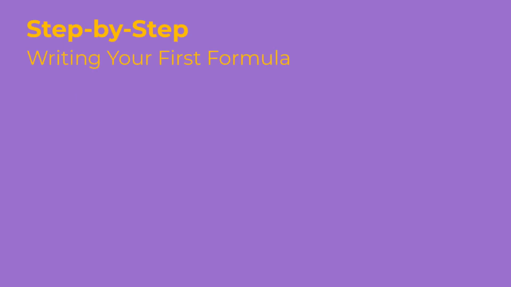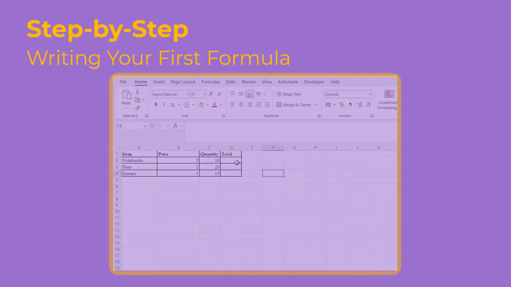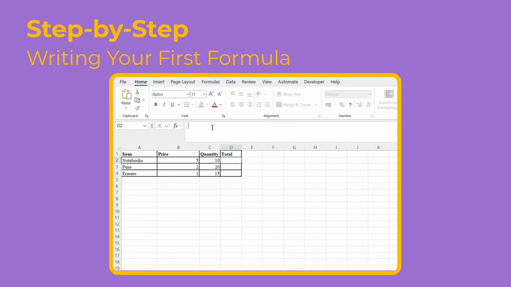Let's calculate total expenses. Firstly, you need a data set. Write a formula. In the total column D2, type equal sign B2 multiply C2 to calculate the total cost. Then copy the formula. Drag the fill handle down to apply the formula to other rows. As a result, the total column now displays the calculated values for each item.